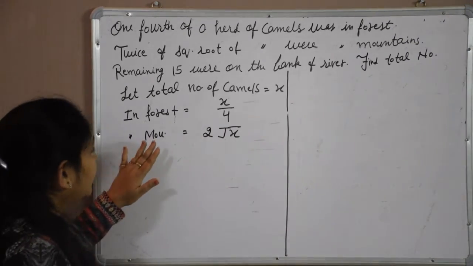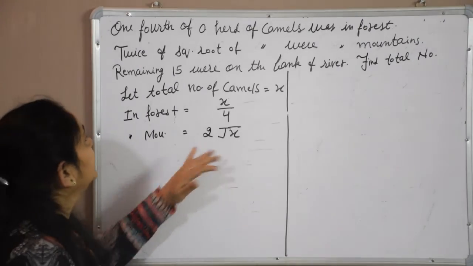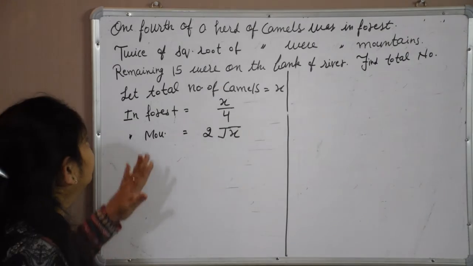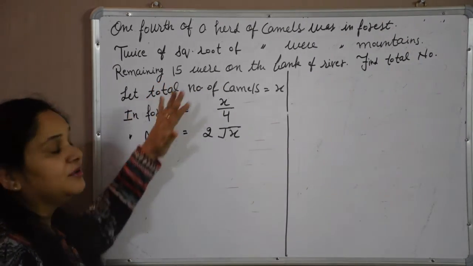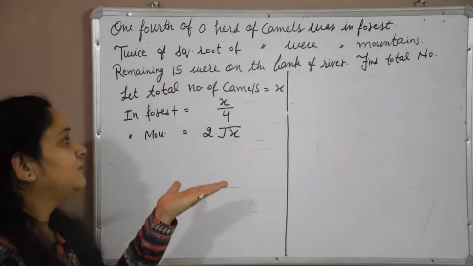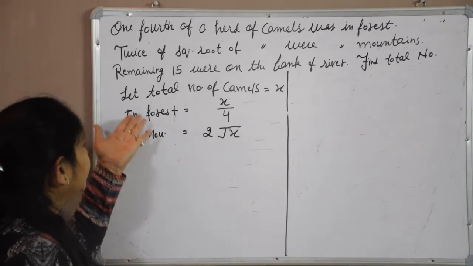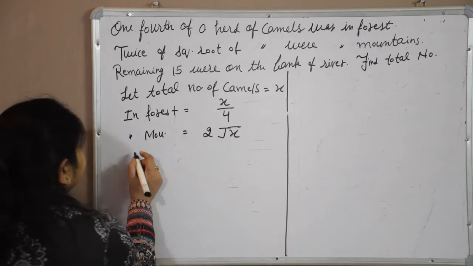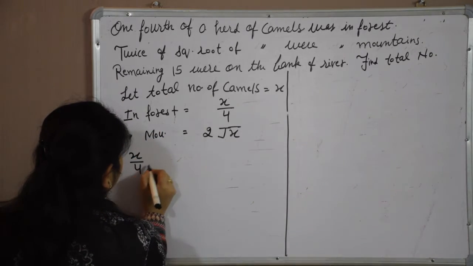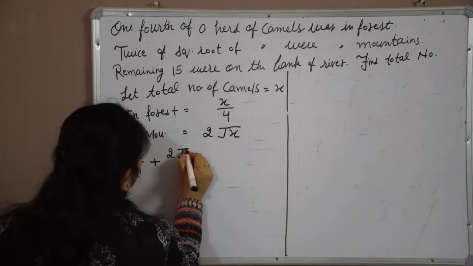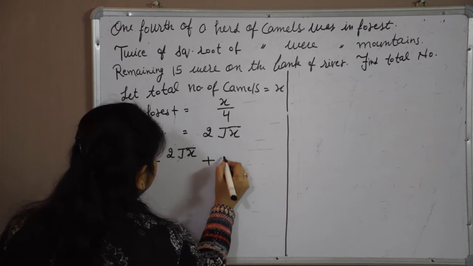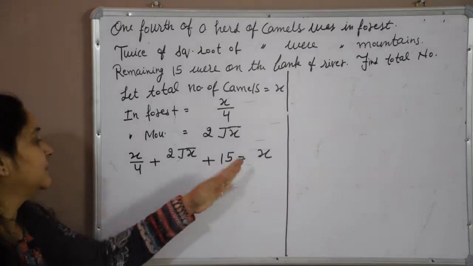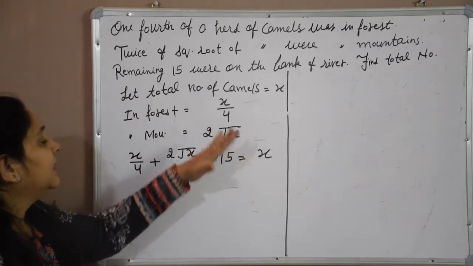So in the mountain, camels were 2 root x, and the remaining 15 were on the bank of the river. We need to find the total number of camels, and the total number of camels is x. So we can add all the categories: x by 4 plus twice root x plus 15 should be equal to x, because the total number of camels is x.